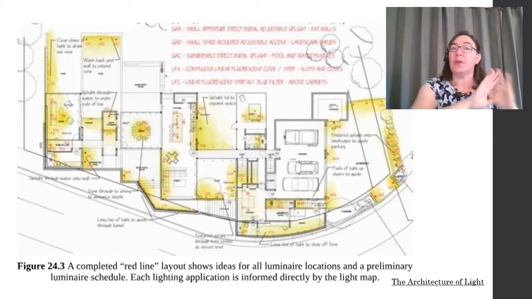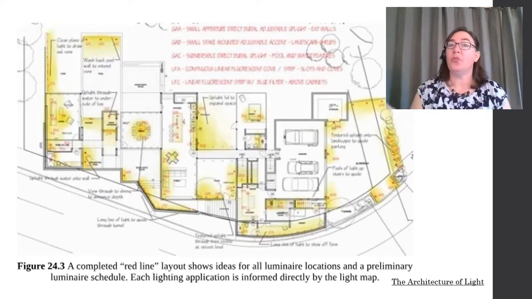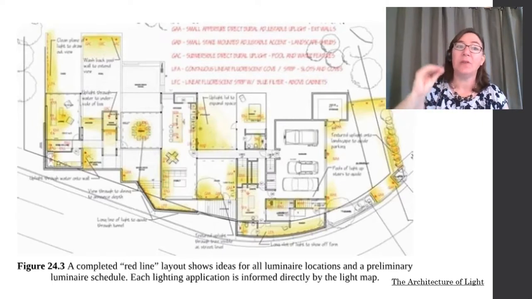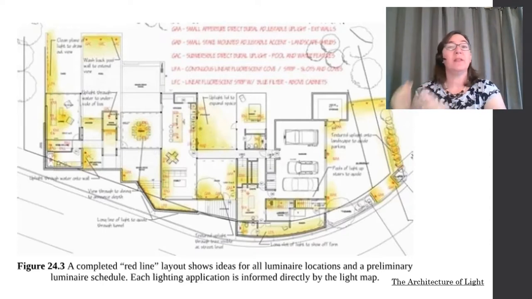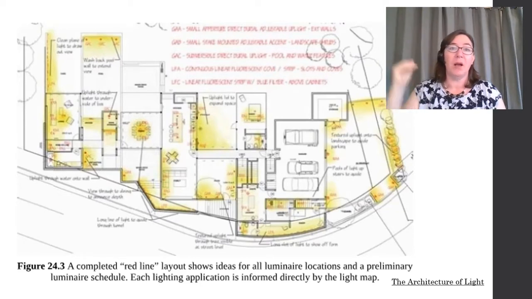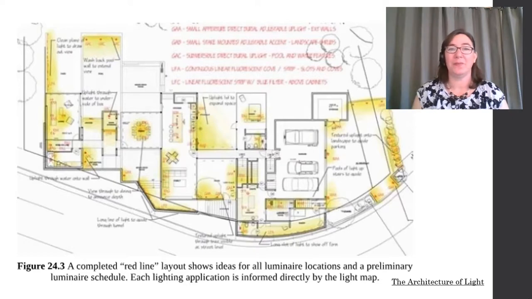And see, what they did was took the light map on the plan and placed luminaires in order to create those light effects that were originally designed. And then each of those luminaires that were placed is listed in the preliminary schedule. So you can document, you can remember all of the criteria that you want for those luminaires.